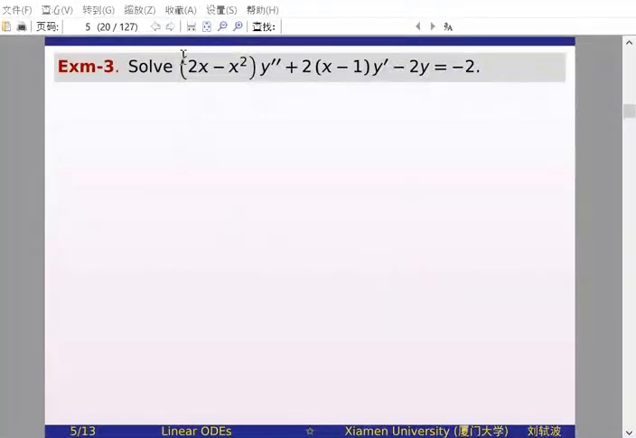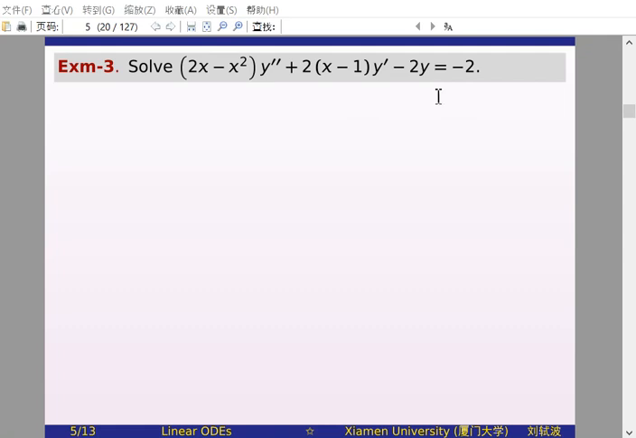We solve this equation. This equation is also second order linear, non-homogeneous, because the right hand side is minus 2, not 0. But this equation also has variable coefficients. Okay, so how to solve this equation? It seems very, very difficult. And as I said before, for a general variable coefficient second order linear equation, we do not have a general method to find the solution. But we can find some particular solution by observation.